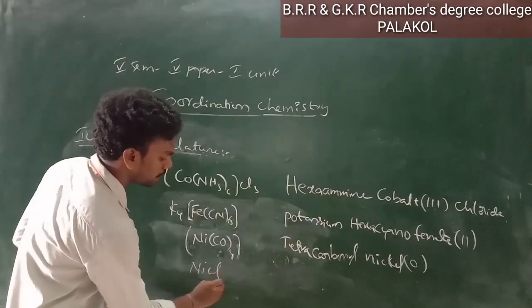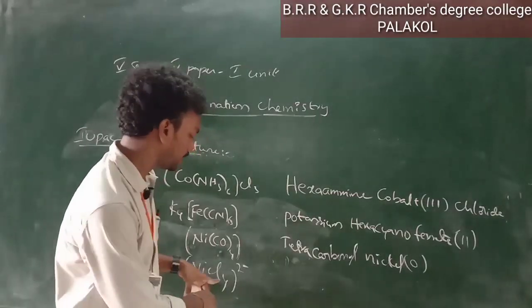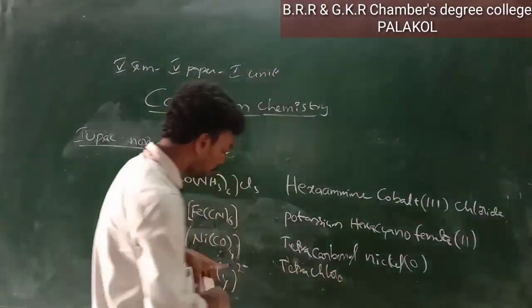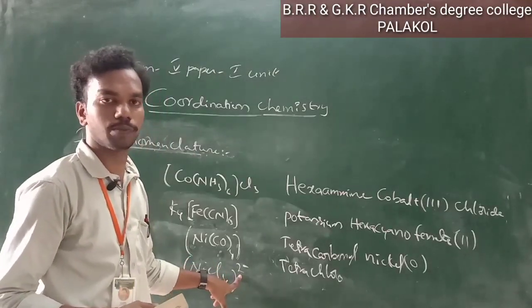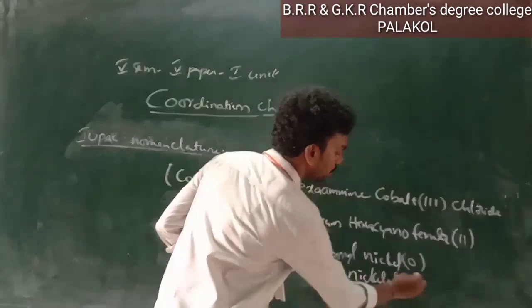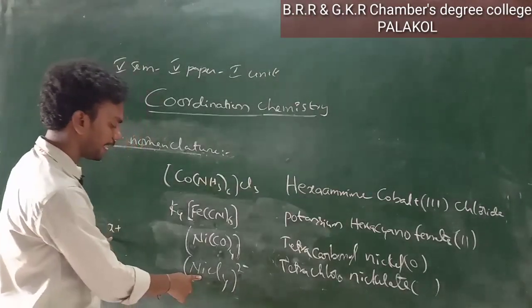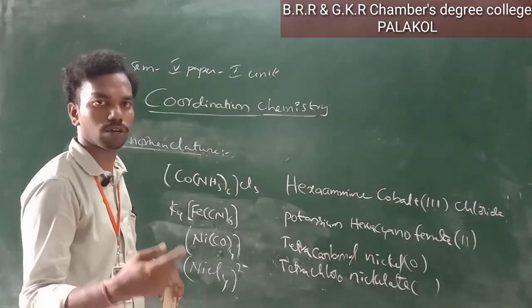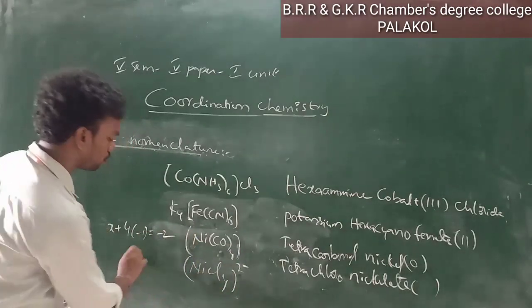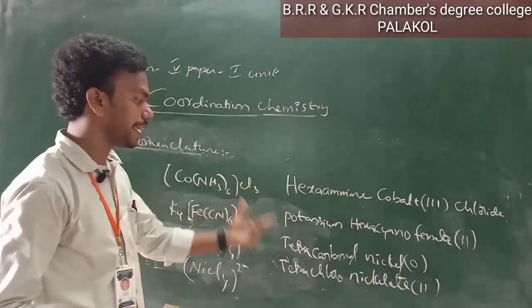If you have [NiCl4]2-, this is an anionic complex, an ion. So here tetrachloronickelate. Over the coordination sphere we have a negative charge, so the metal name ends with ate. Tetrachloronickelate. Oxidation state of nickel here: you don't know it, just say X plus, each chlorine having 1 negative charge. So X plus 4 into minus 1 equals the charge over the coordination sphere, that is minus 2. So X comes out to be 4 minus 2, that is 2. The oxidation state of nickel here is 2. So tetrachloronickelate(II).